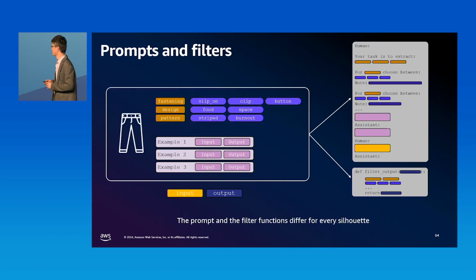So, we construct a prompt to describe the task to the large language model. We provide a list of admissible values in the output. We also demonstrate several examples of successfully parsed product descriptions. In the machine learning literature, this is called few-shot prompting. Additionally, we generate a filter function to make sure the outcome has no irrelevant attributes or values.